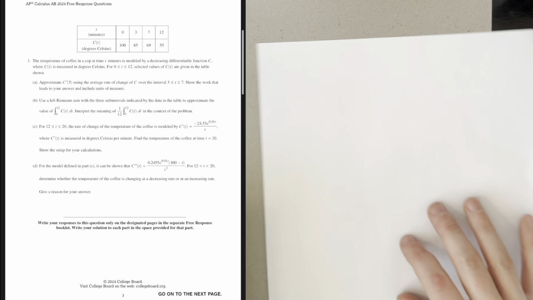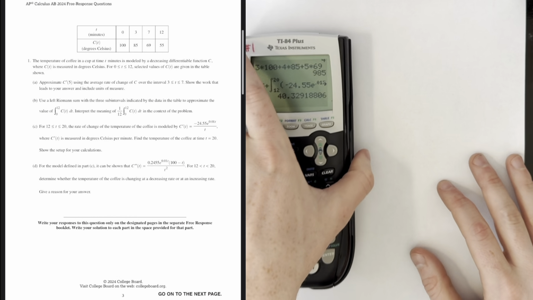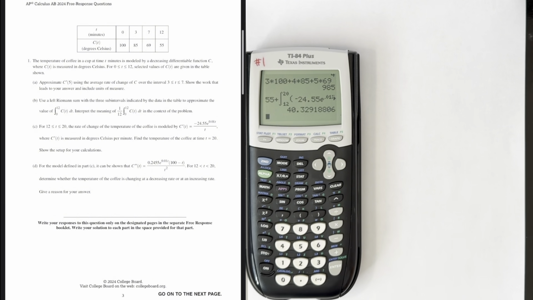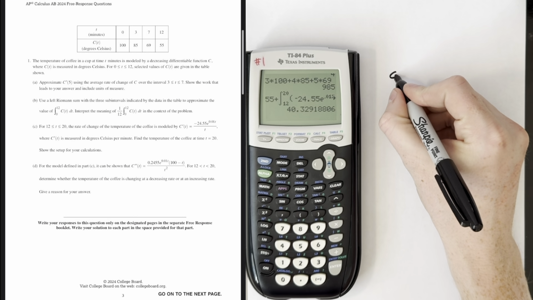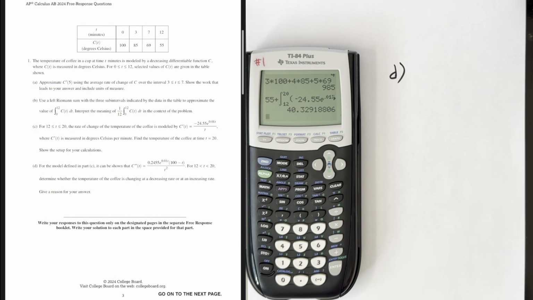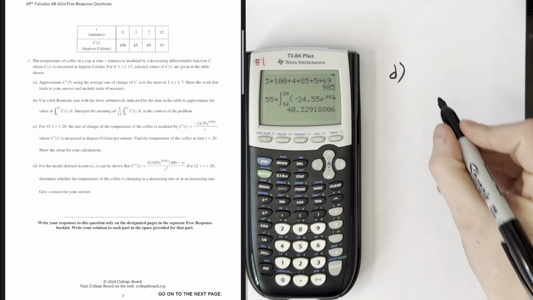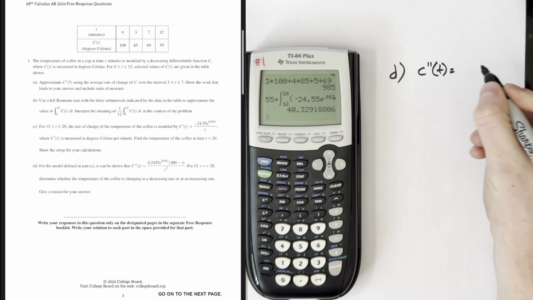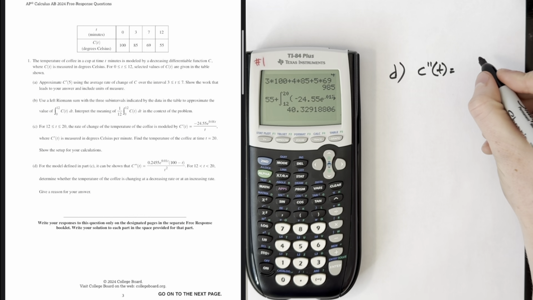I think part A and part B were relatively quick questions. Part C and D, I think, might take up more of our time if I had to guess. But let's look at it together. So part D, it says for the model defined in part C, it can be shown that our second derivative, C with respect to time, is something even uglier.